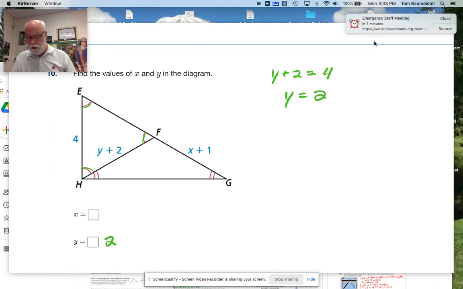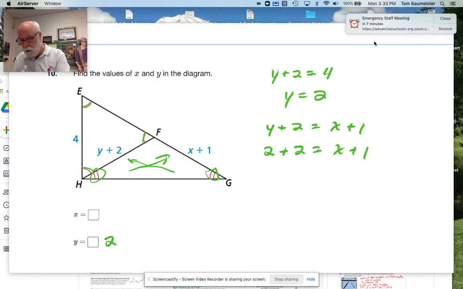All right, so now, again, look at these two angles here. Since they are the same, you know that the opposite sides have to be the same because it's an isosceles triangle. So you can tell me that y plus 2 is equal to x plus 1, but you just told me from above that y is equal to 2. So we'll get that x plus 1 is equal to 4, or x is equal to 3.